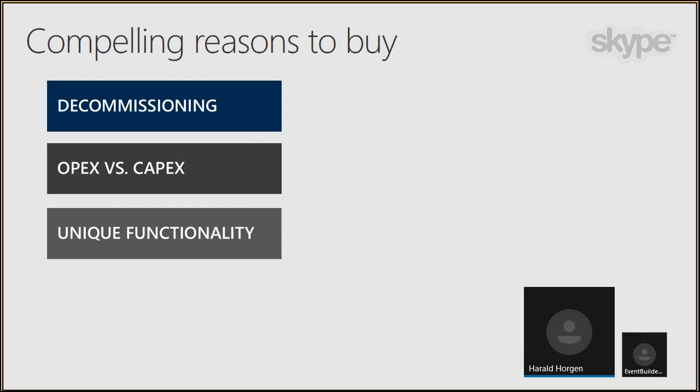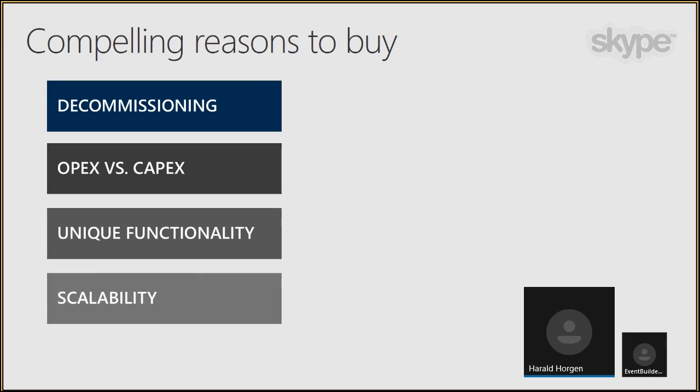The third, though, is unique functionality, functionality that is only available because of the cloud. So mobility, collaboration, those types of things, building those into the application where the customer can't replicate that functionality on-prem. That drives them to buy a cloud solution.